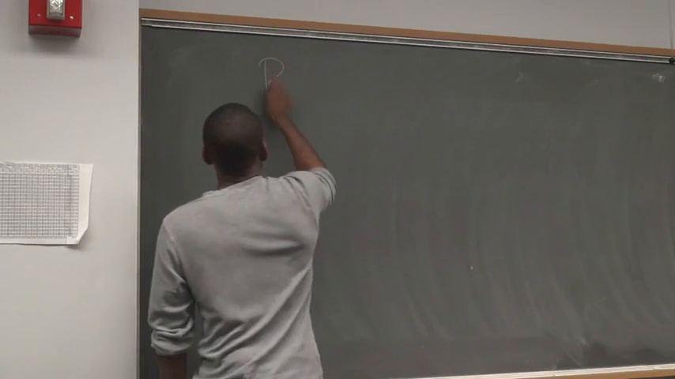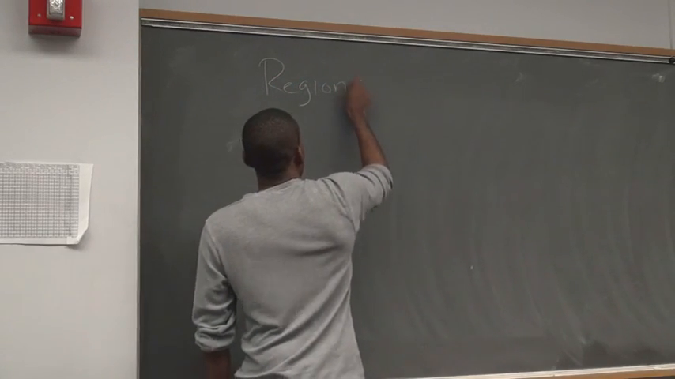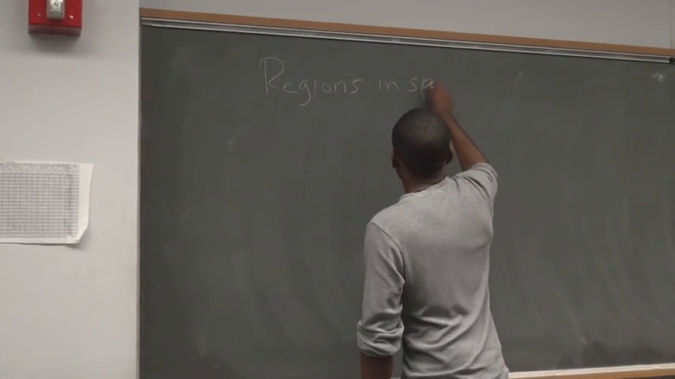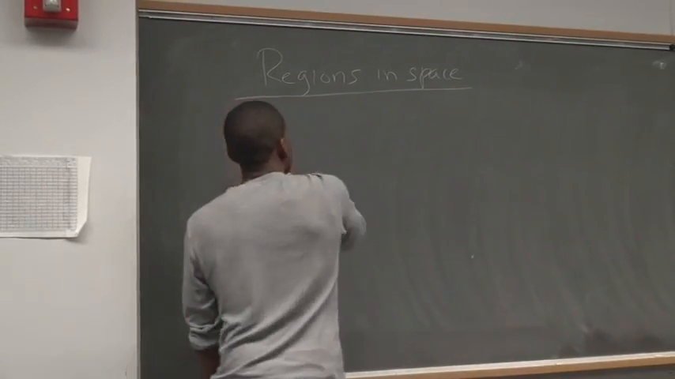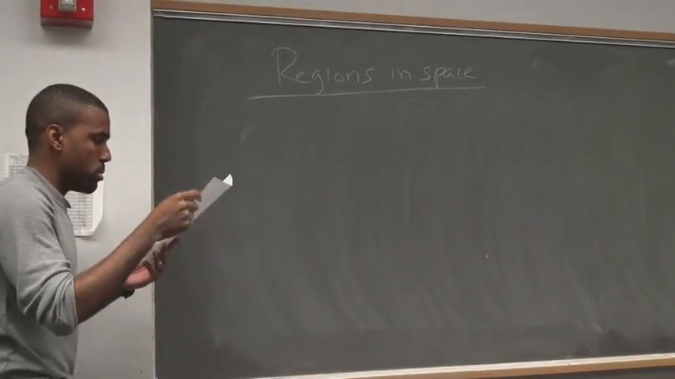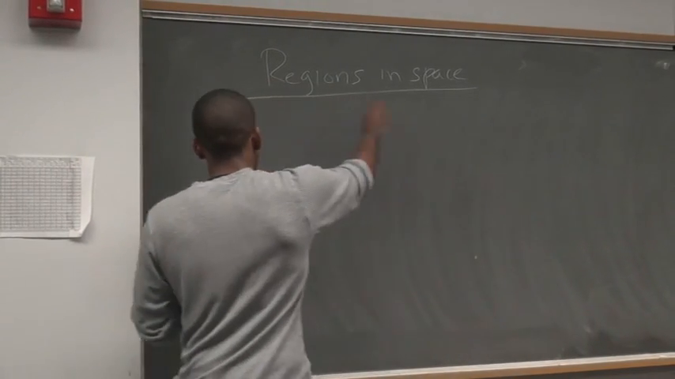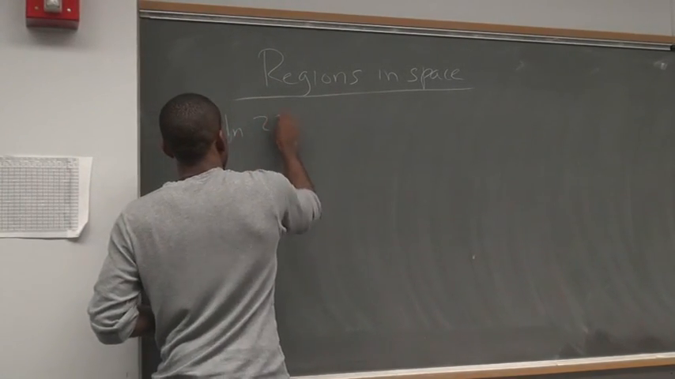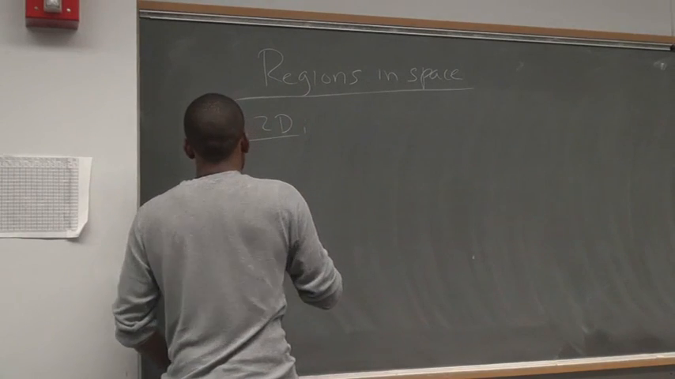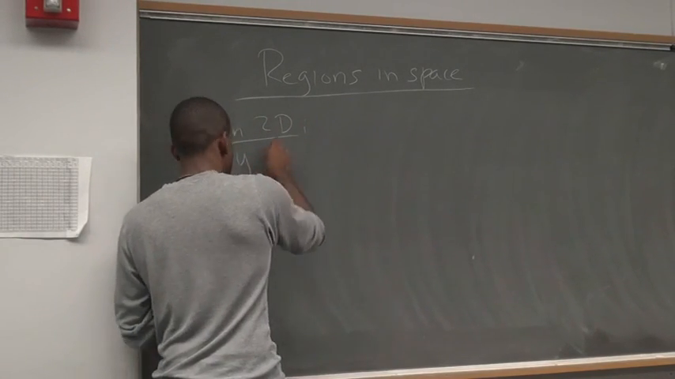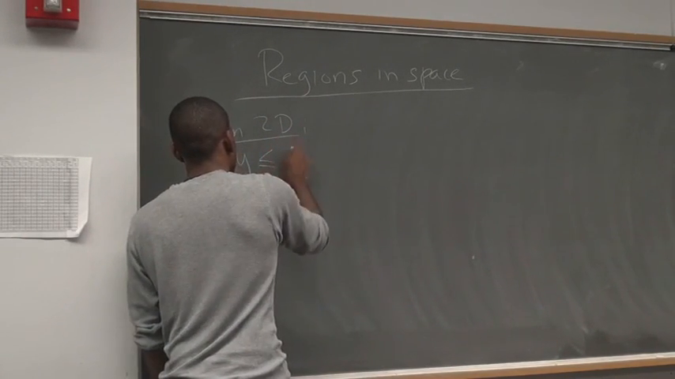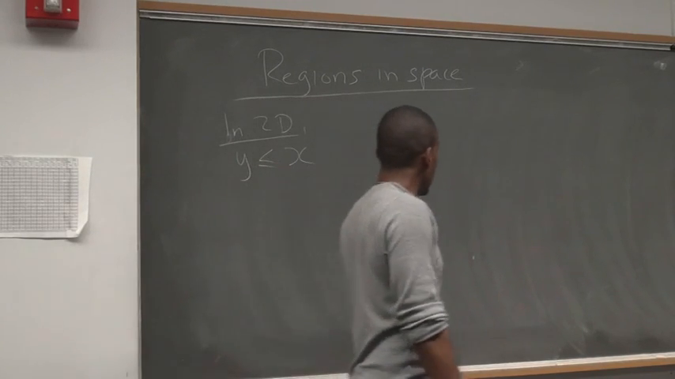Okay, let's talk about regions. And again, I want to compare something like in 2D. Let's say I'm doing the region y is less than or equal to x. How do you actually describe that region?